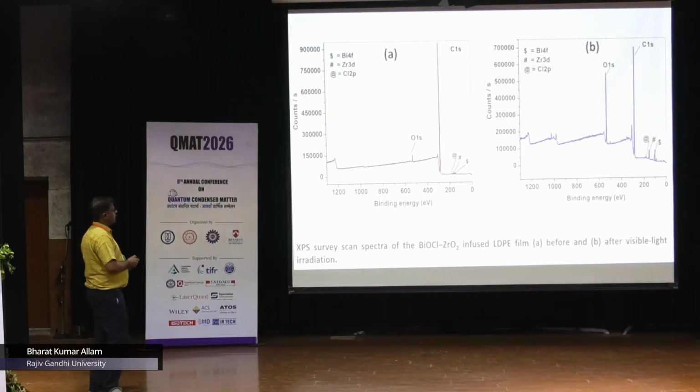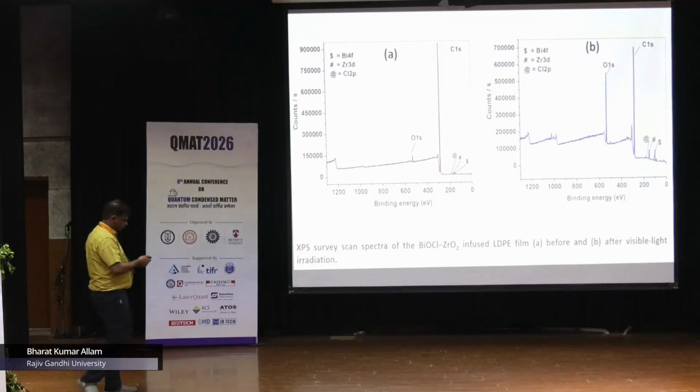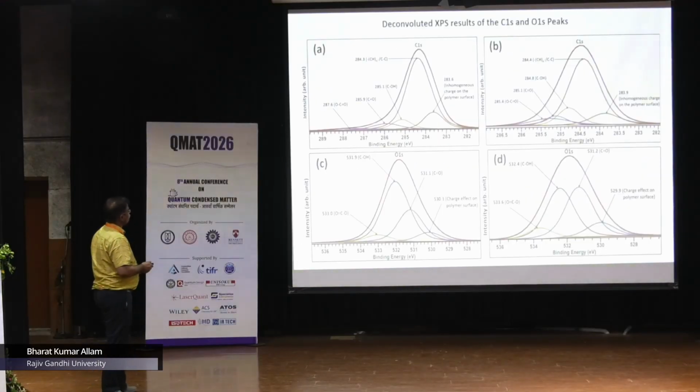We further studied the LDPE films using XPS spectra. This is the XPS scan spectra. This is before the visible light exposure, and you can see there is a very small oxygen 1s peak. After 24 days of visible light exposure, you can see the oxygen peak has increased. It means there is severe oxidation and decomposition of the LDPE film. These are the deconvoluted XPS spectra, where you can see the formation of carboxylate groups, carbonyl groups, and hydroxy groups.